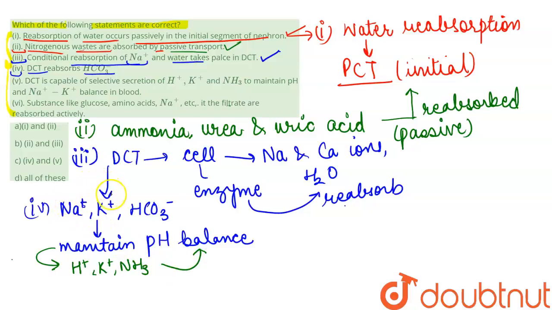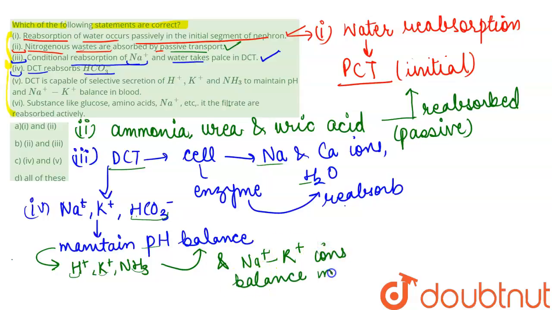So this distal convoluted tubule is involved in various functions. Firstly, it reabsorbs sodium, calcium and water by passive absorption, and then it also reabsorbs ions such as HCO3 negative, sodium and potassium to maintain the pH balance. Furthermore, it secretes certain ions such as hydrogen, potassium or ammonia to maintain the pH balance. It also maintains the sodium potassium ion balance in our blood. So this was about the distal convoluted tubule.